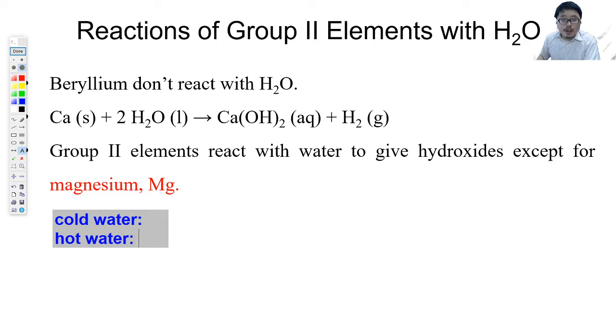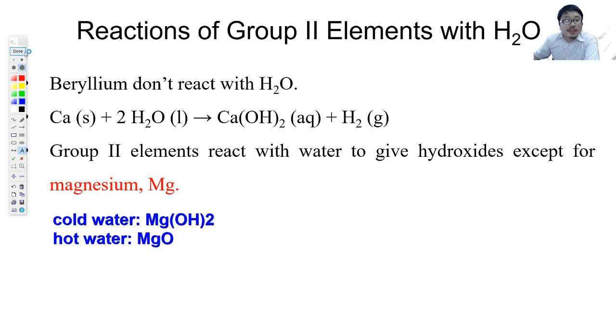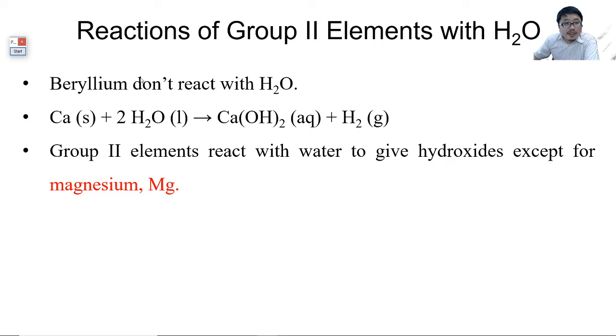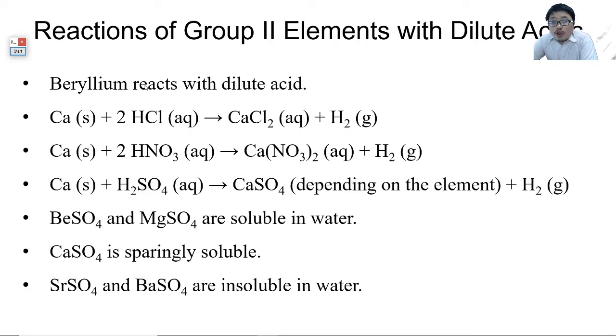Please remember, hot water will form magnesium oxide, while cold water reacts very slowly to form magnesium hydroxide. Please refer to the periodicity chapter for the reactions of magnesium with water. Remember, magnesium has two types of reaction, either with cold water or hot water, but not necessarily will give you hydroxide. Now, with dilute acids, beryllium does react with dilute acid, so beryllium will react with all of it.